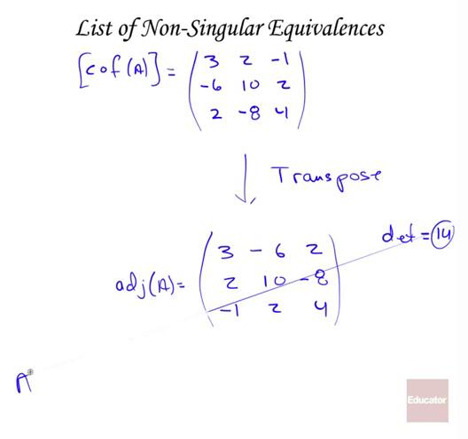We know that A inverse is equal to the adjoint of A divided by the determinant of A. Well, we just take this adjoint, which we just got, and divide every entry in there by 14. So we get 3/14, minus 6/14, 2/14. Now, I wanted to talk to you about reduction.